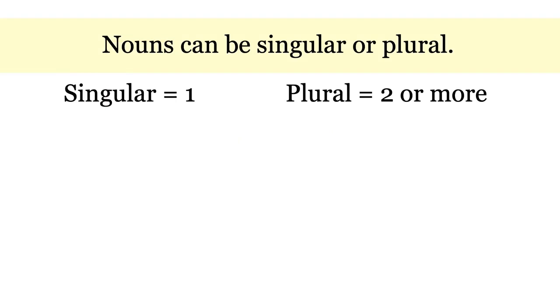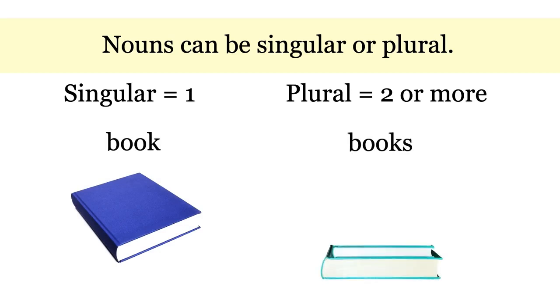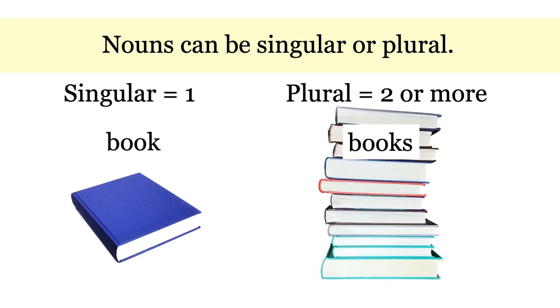Nouns can be singular or plural. Singular means one, plural means two or more. So singular is book, and plural is 2 books, or 5 books, or many books. Before we go on with nouns, let's look again at the alphabet.